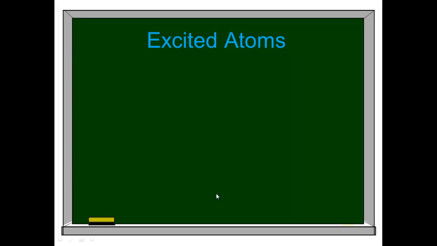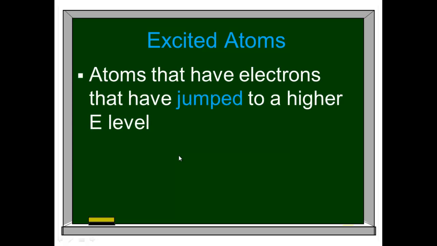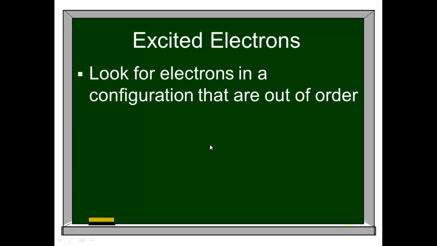And we can actually tell which atoms have been excited just by looking at their electron configurations. And we can also use electron configurations to figure out what atoms or elements they are. So excited atoms are atoms that have electrons that have jumped to a higher energy level. And we'll do some examples. Again, you're looking for things in an electron configuration that almost appear to be out of order. It almost seems like there might be a mistake, but there's just an electron or maybe more than one electron that have jumped to a higher energy level.